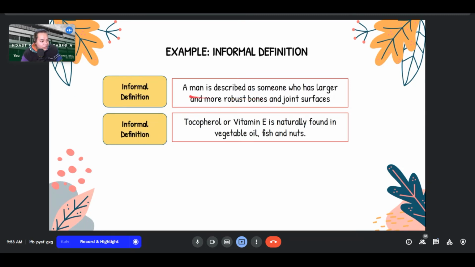The informal definition, people can be described as, a man is described as what? Someone who is larger and more robust bones and joints and surfaces. So, that's informal definition. Another informal definition we can have is the tocopherol, tocopherol or vitamin E is naturally found in vegetables. So there's a description. Tandaan, so informal definition, it is more on describing that term or describing that concept.